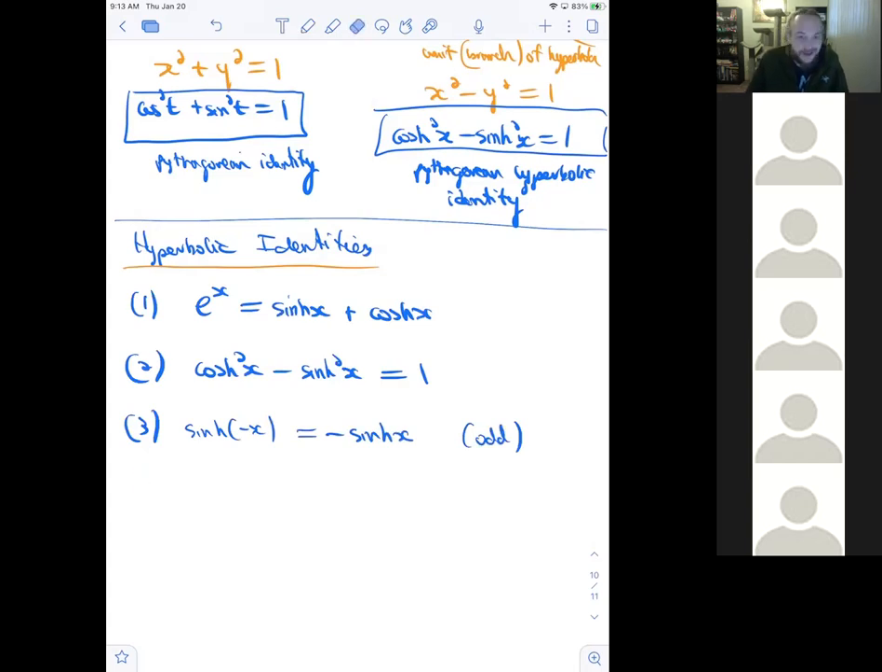Number 4: cosh is the even part of e to the x, so it better be even, and sinh of negative x is the odd part of e to the x, so it better be odd.